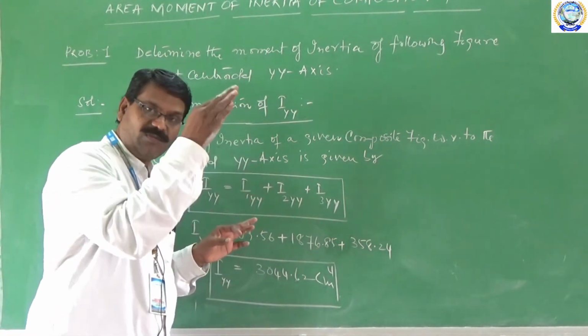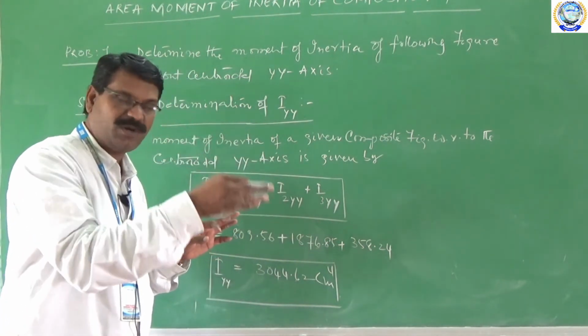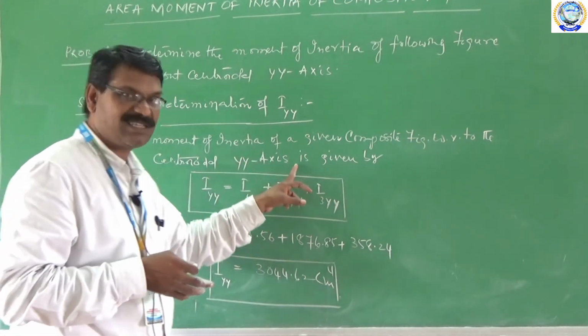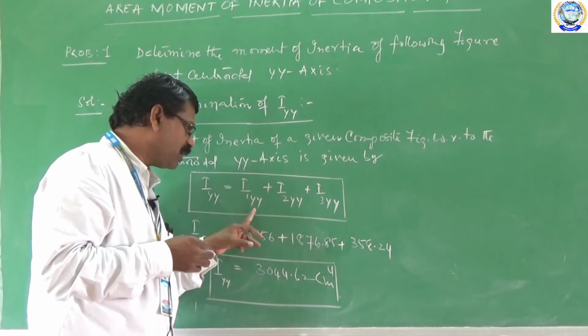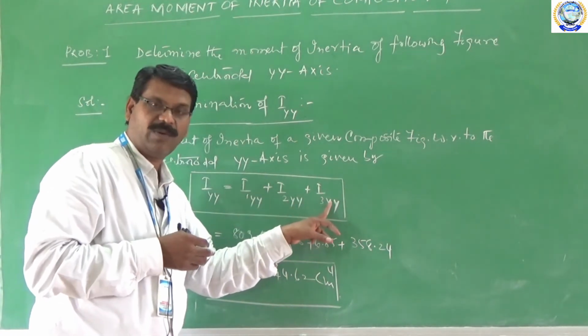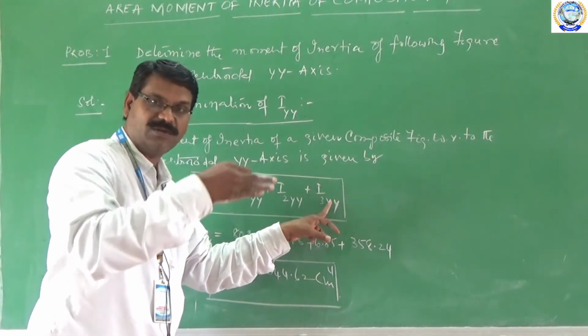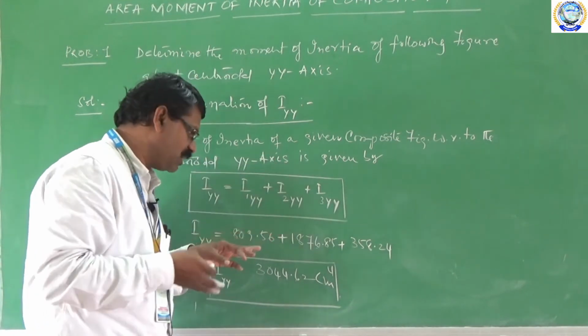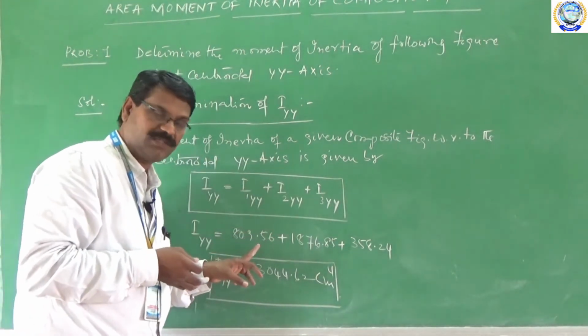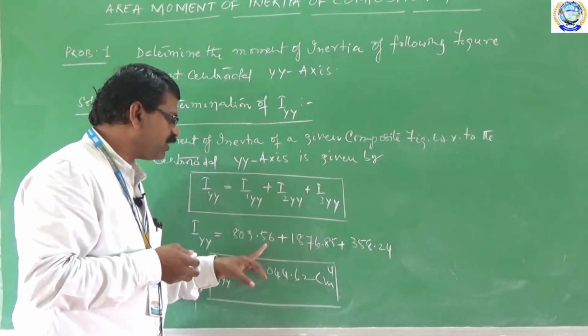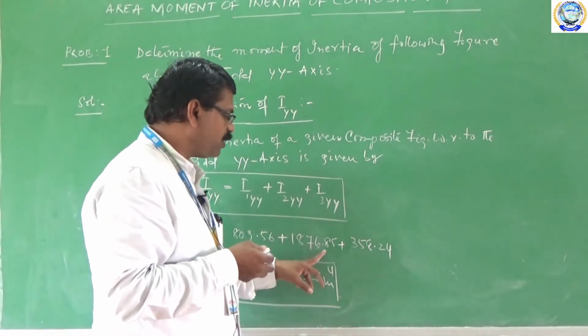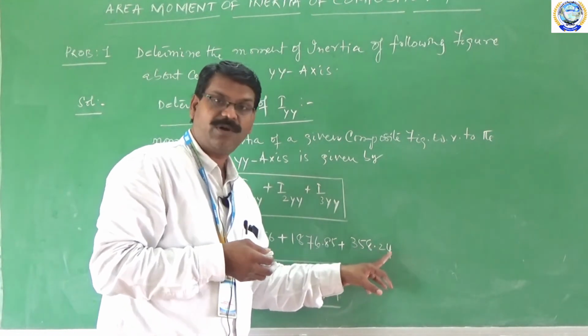Now, the total moment of inertia with respect to the centroidal YY axis, which is denoted by I, is equal to I1 plus I2 plus I3. Bring all the three values with respect to the three specimens and substitute in the respective places, we will get I is equal to 809.56 plus 1876.85 plus 358.24.